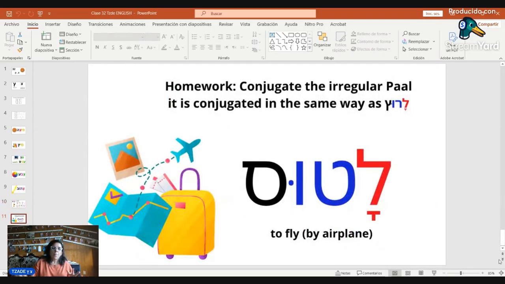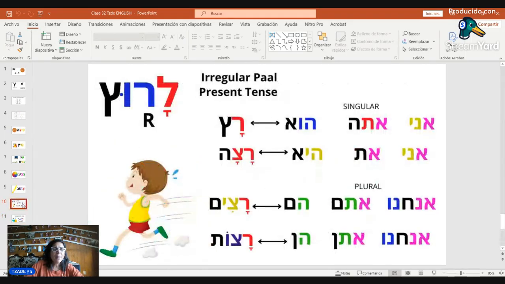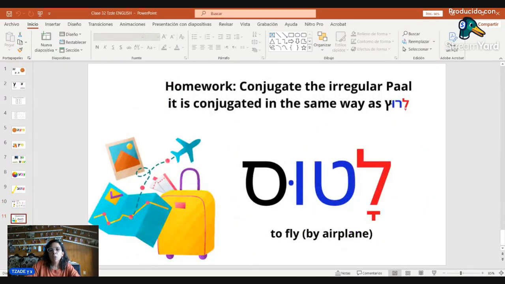Perfect. So homework is very important. I'm going to ask you to please conjugate this irregular pa'al, latus, which is to fly by airplane. It will be exactly like this, of course, not the consonant, but the pattern. So take your time and do this conjugation, and it will help you a lot.